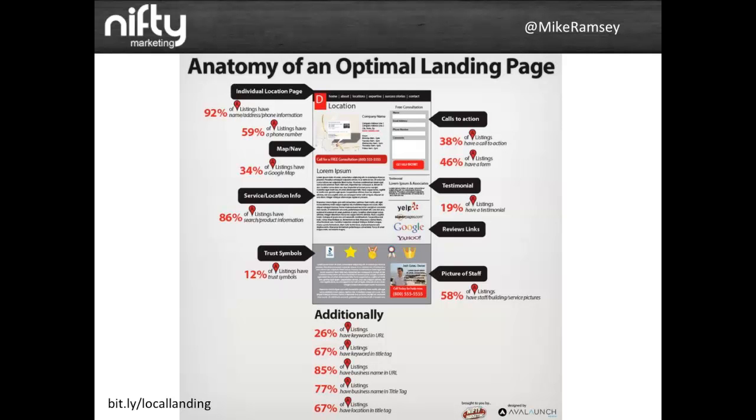Calls to action, only 38% had calls to action, but that's something that we recommend. Testimonials, 19%. The unique service and location information, 86% had that. Trust symbols, pictures of staff. It's a lot of the same information that Matthew showed, but this is just put into a digestible form where you can look at it and also understand how many people across these listings were ranking. And yet again, if you'd like to, you can go and find this at bit.ly/locallanding.